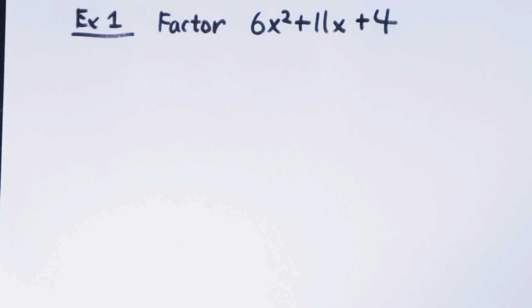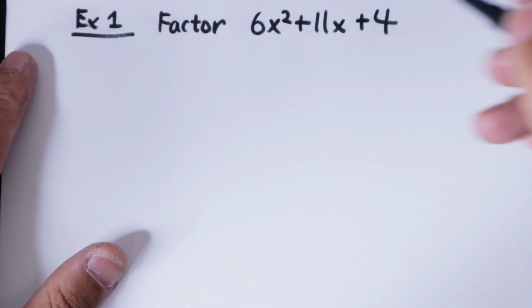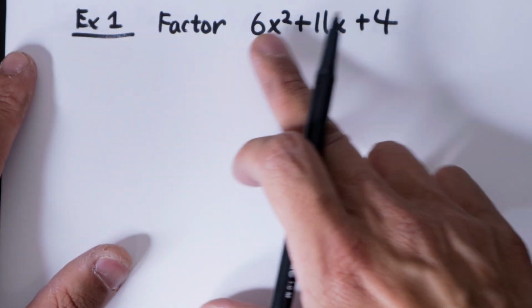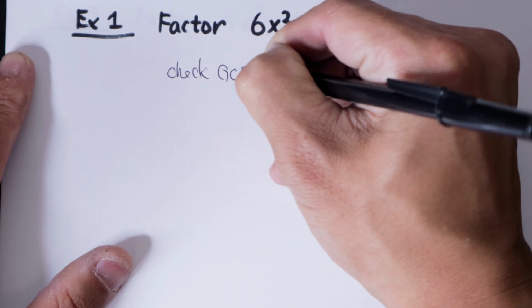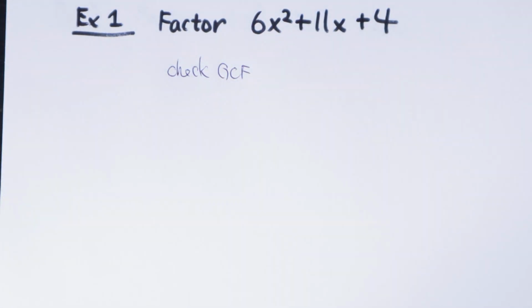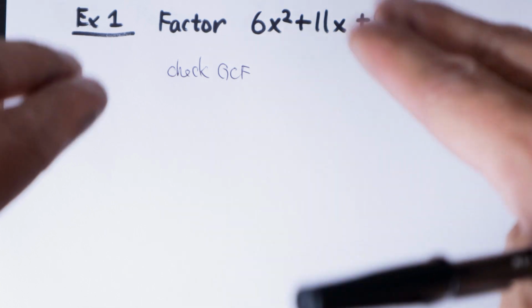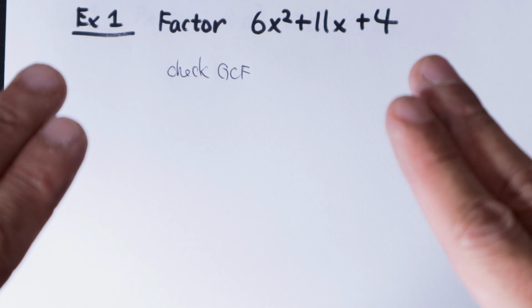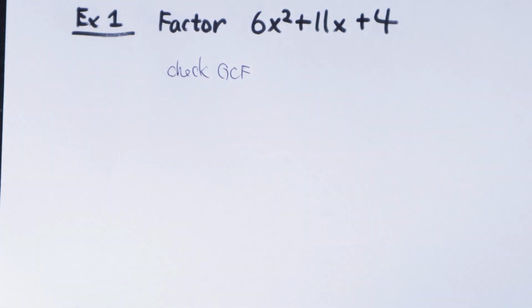So let's actually use the star method to factor example 1. In example 1, it says factor 6x squared plus 11x minus 4. So we cannot use the x game. We have to use the star method. But always, always, always do one thing. Before you factor, make sure that you always check GCF, because we're going to factor everything completely. Remember the two words, factor completely. That means you always check GCF.